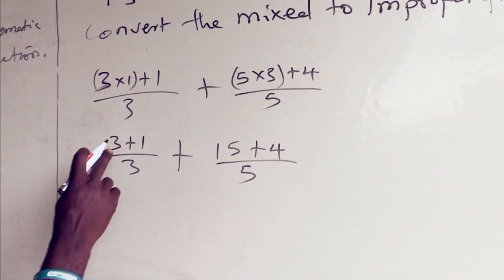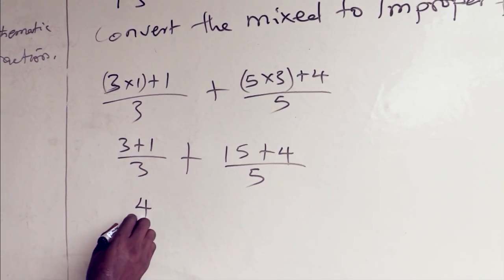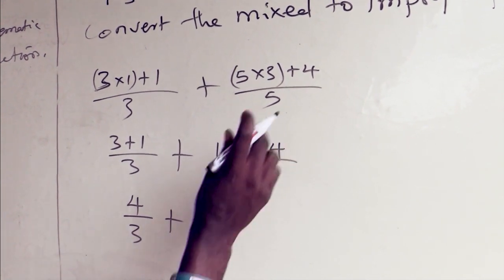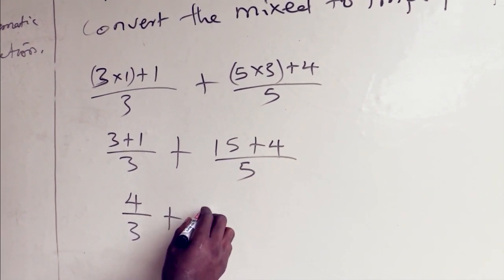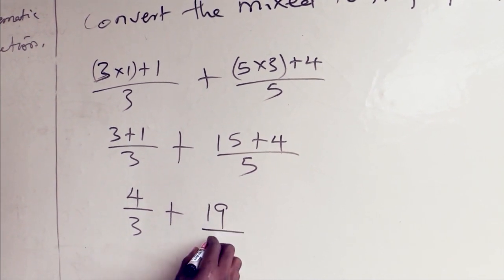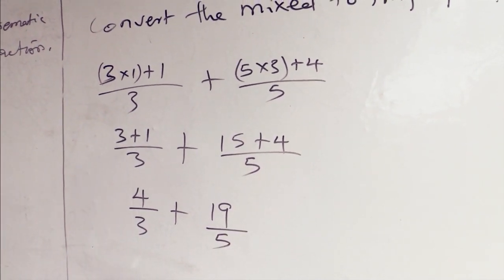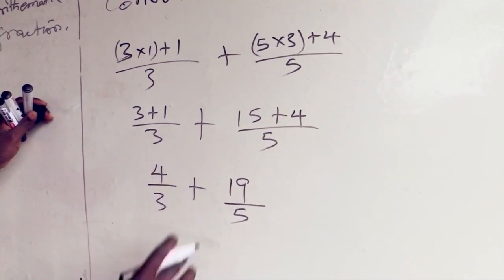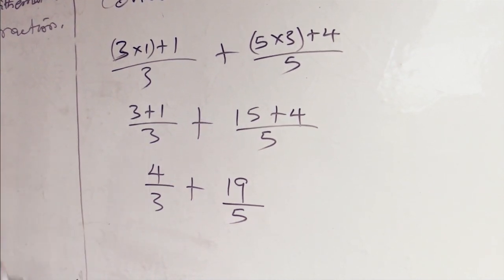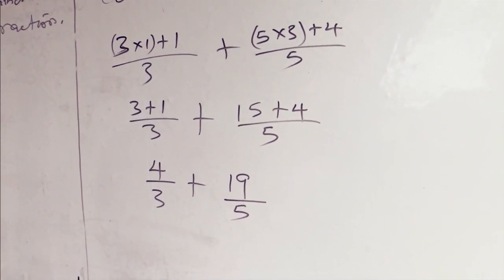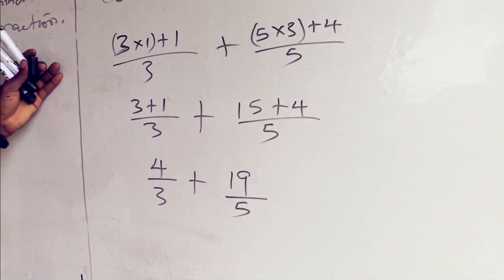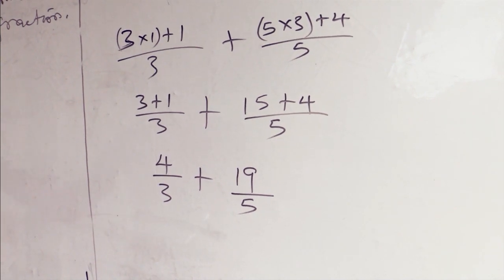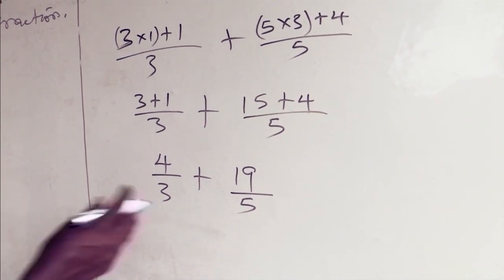So we go: 3 plus 1 is 4 all over 3, plus 15 plus 4 is what? 19. You can use a calculator. All over 5. So now this gives us an addition of fractions that involves normal addition, no more complexes. Recalling from our first example where we solved the addition of fractions, the same procedure applies here.